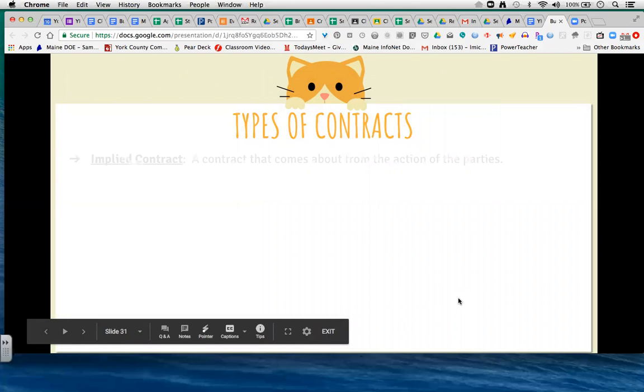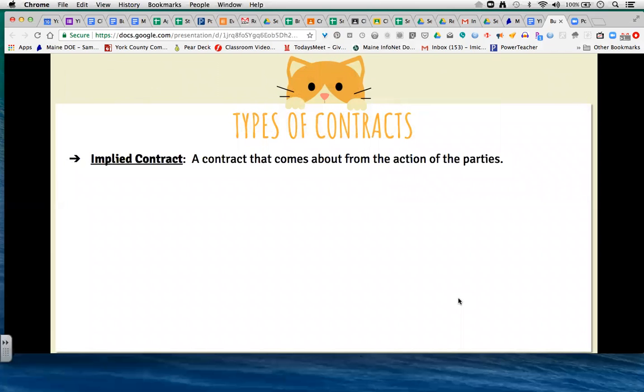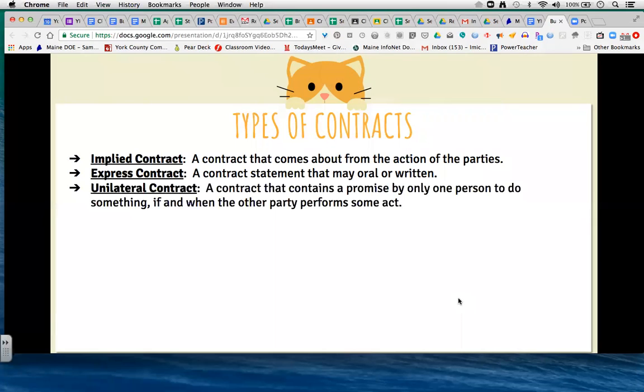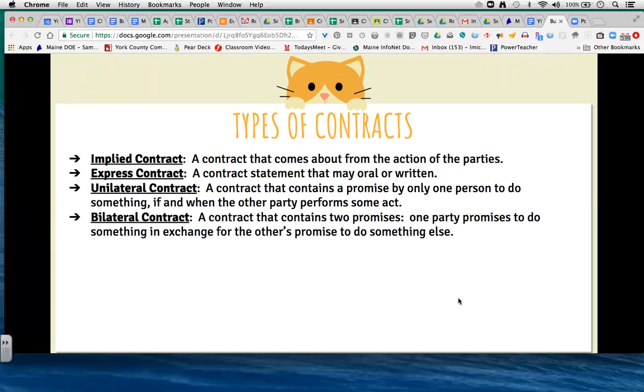There are different types of contracts. An implied contract is a contract that comes about from the actions of the parties. An express contract is a contract statement that may be oral or written. A unilateral contract is a contract that contains a promise by only one party to do something, if and when the other party performs some act. A bilateral contract is a contract that contains two promises. This is the most common. One party promises to do something in exchange for the other's promise to do something else.